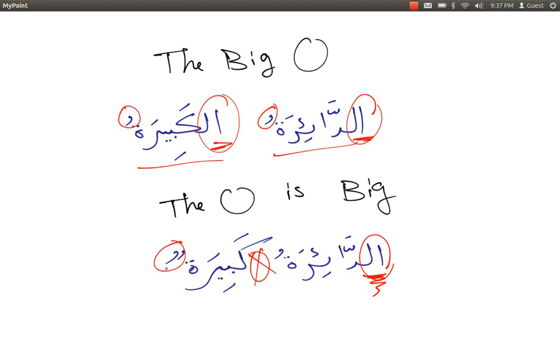I hope you notice the difference, because just translating from English to Arabic might be easy, but when you're listening to it, you have to know which sentence. Am I saying the big circle, or am I saying the circle is big? So am I saying الدائرة كبيرة or الدائرة الكبيرة? If you reach that level where you can distinguish between these two sentences, then you could understand a lot.